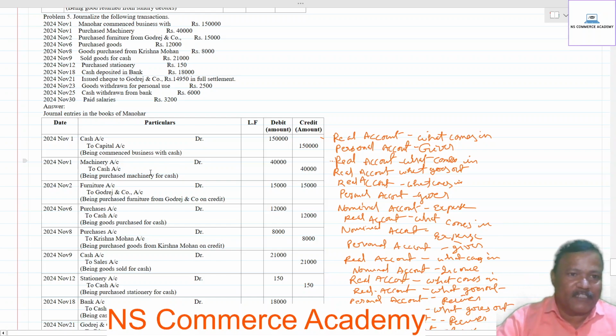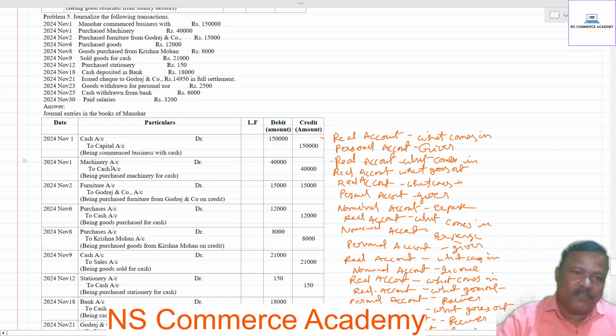Okay, next, come to the second point. Purchased machinery, rupees 40,000 on November 1st, 2024. Write the date 2024 November 1st in the date column. Then identify the accounts. Here machinery account and cash account are both there. Machinery account is a real account, being an asset. The machinery is an asset coming in, so we are debiting it. Cash is also an asset, a real account, and what goes out, we are crediting it.